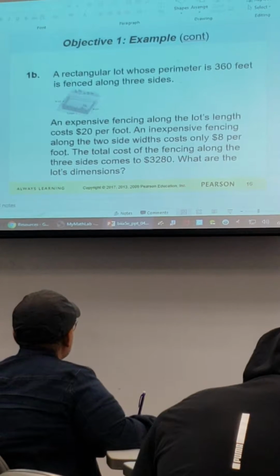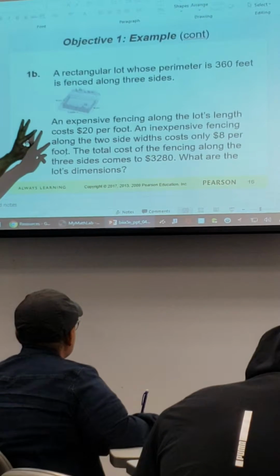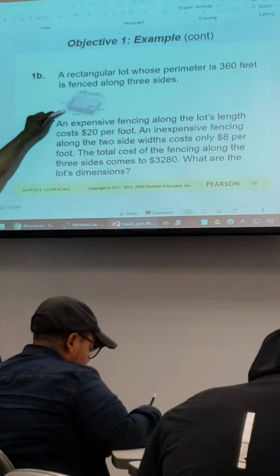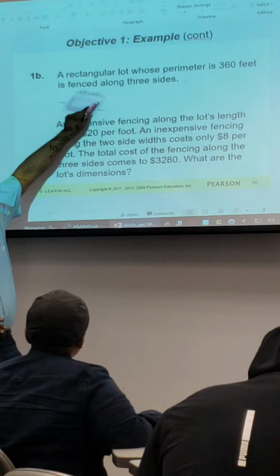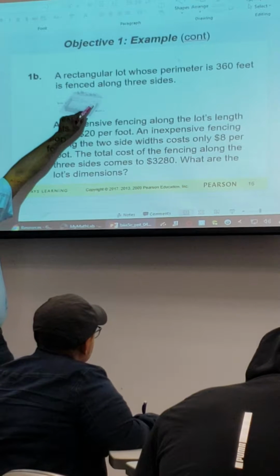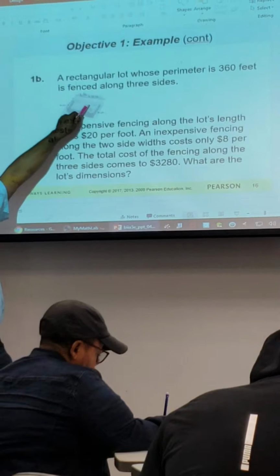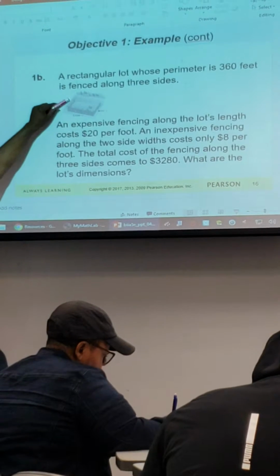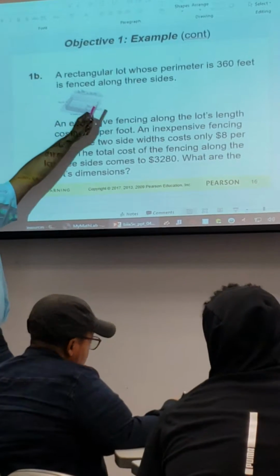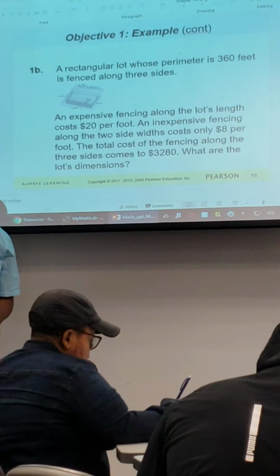All right. Now let's go back to the beginning of the problem. A rectangular lot whose perimeter means here plus this plus this. So y plus x plus y, right? Then they're counting this side. This is just shrubbery or some bush or stones or something there. So this is y plus x plus y equal what? 360. That's the perimeter, the distance around.